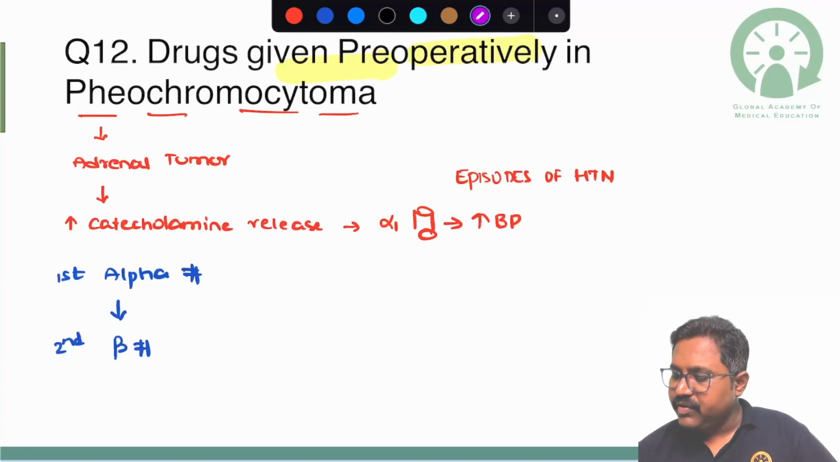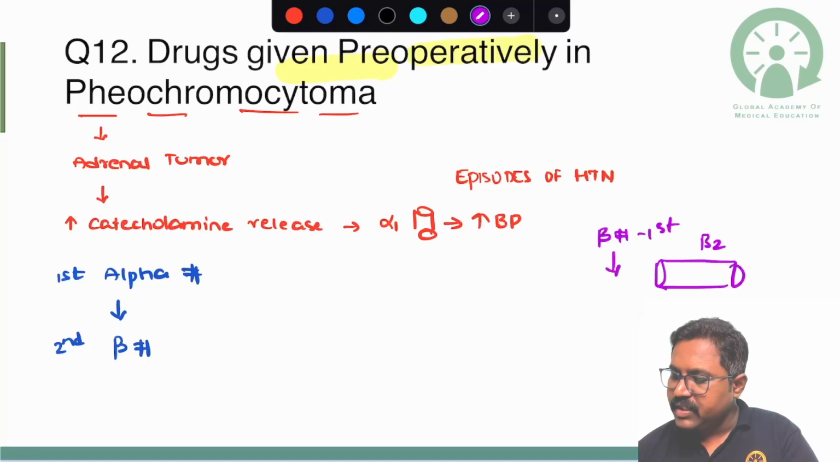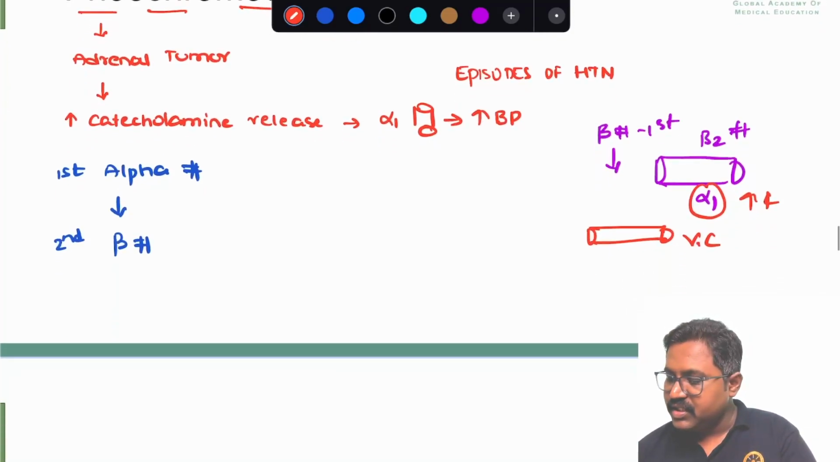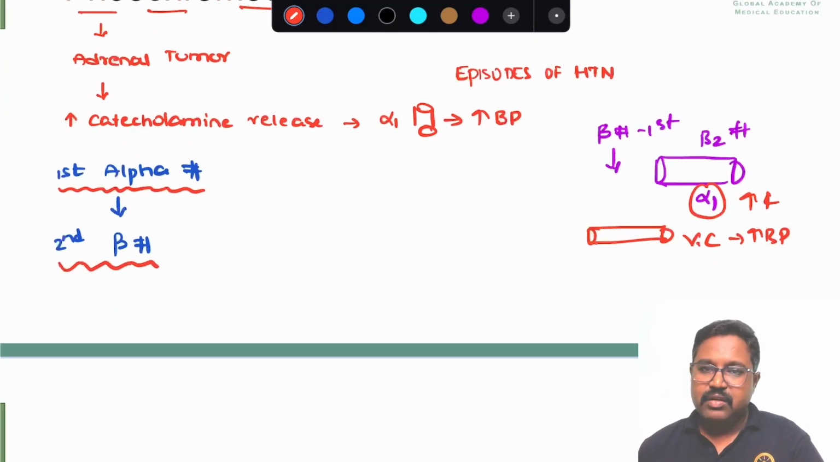What happens if you give a beta blocker first? What will happen in the blood vessel? As you know, there are beta 2 receptors as well as alpha 1 receptors. Since you are blocking the beta activity, the alpha activity will increase, and there is an unopposed vasoconstriction, which will increase the risk of high blood pressure. So initially you need to block the alpha receptor activity, followed by the beta blockers.